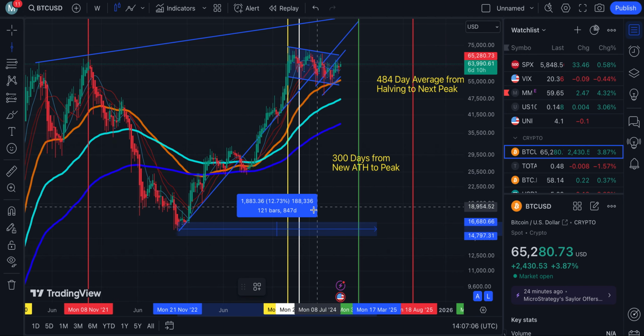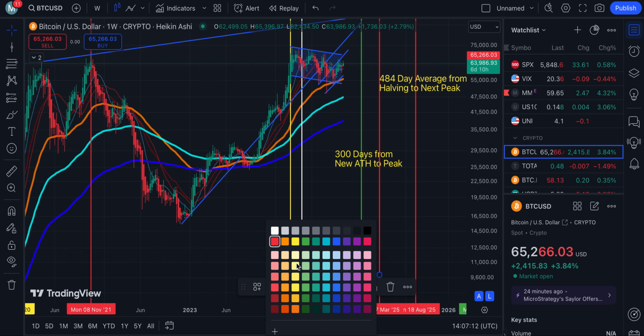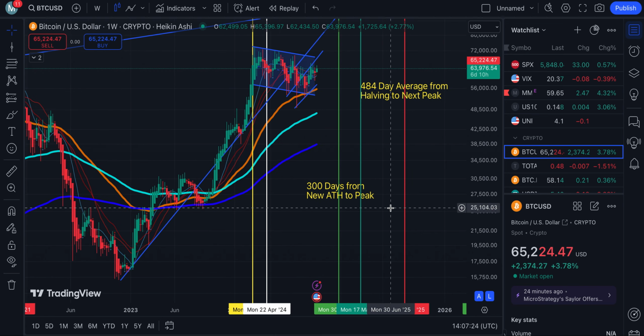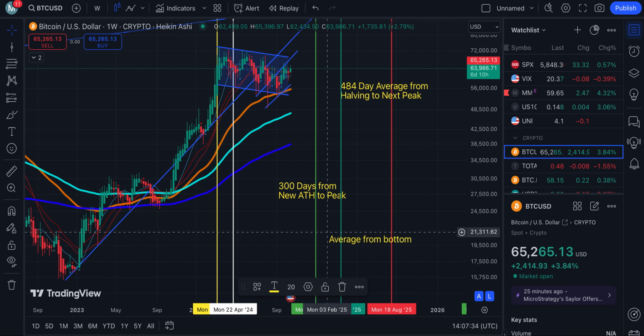So you know what we're going to do? We're going to take a vertical line. We're going to put that right here at around March, and let's color that something different because we're going from the bottoms of each cycle. Have all these different colored lines. Let's do another green one or maybe a teal one. Okay, and we're just going to write down average from bottom to next peak, and then I'll put 850 days.